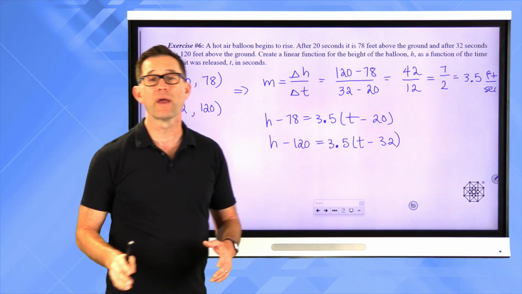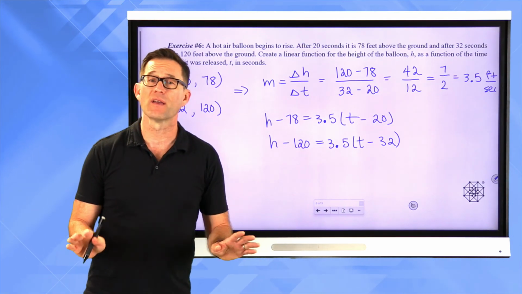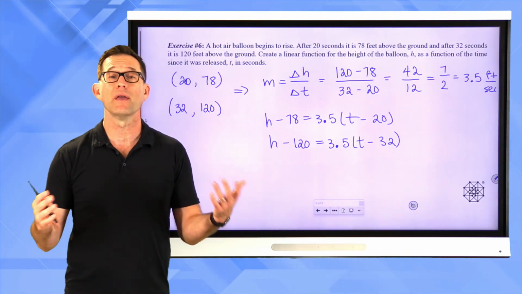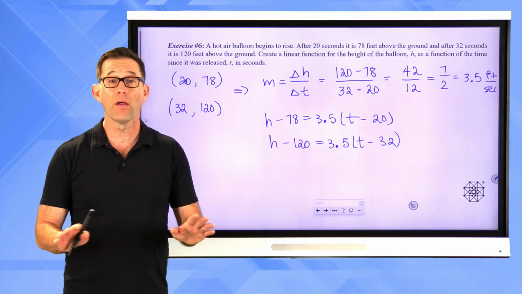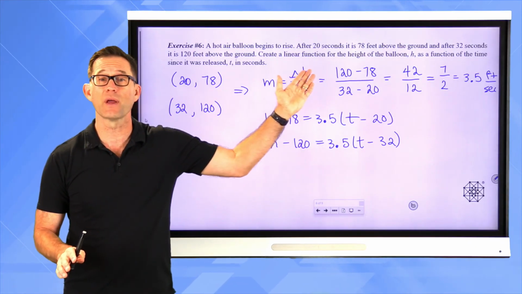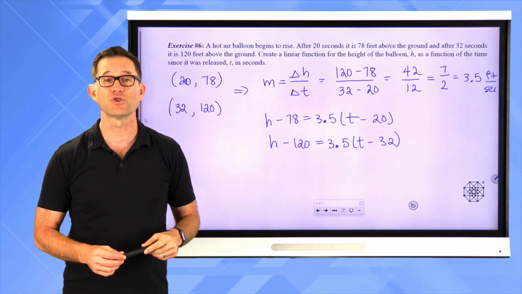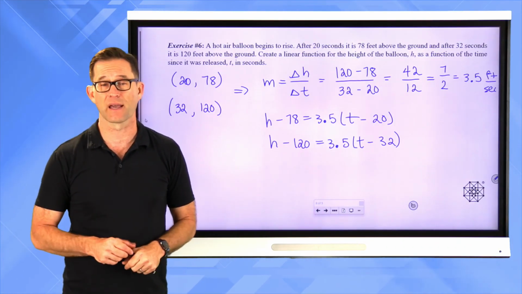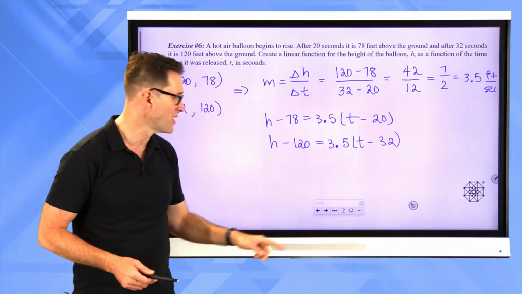Or I could algebraically manipulate that, and I don't think we're going to take the time right now to do it, to get h as a function of t in slope-intercept form, right? All of those are acceptable because it simply says create a linear function for the height of the balloon h as a function of the time since it was released t in seconds. All right, let's wrap this up.